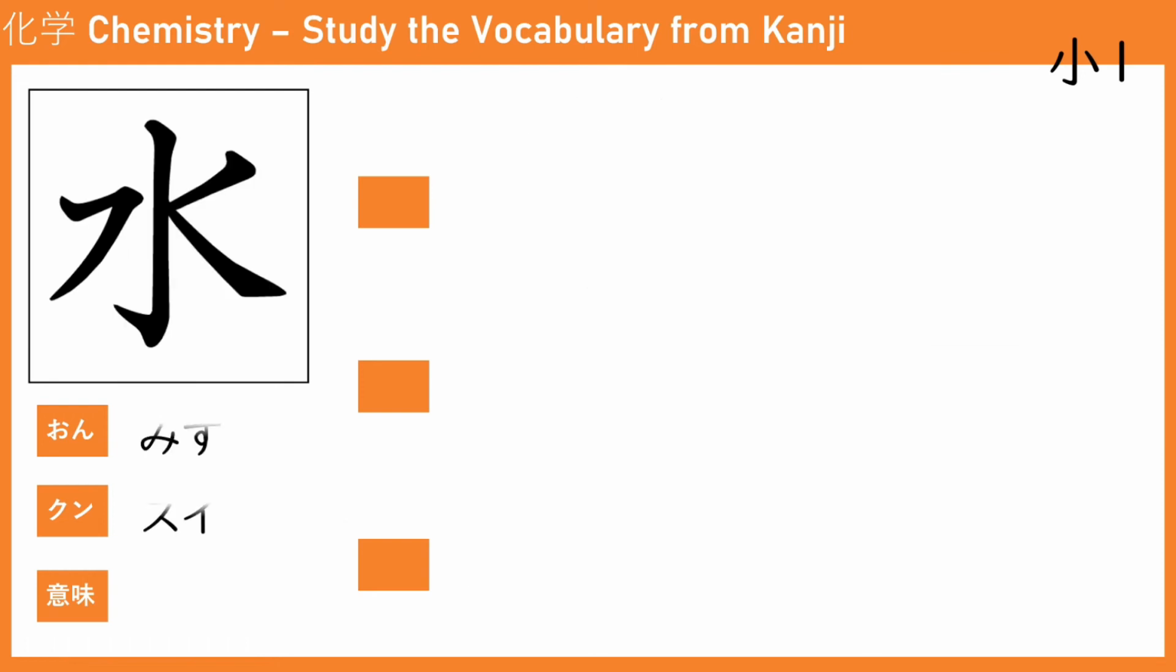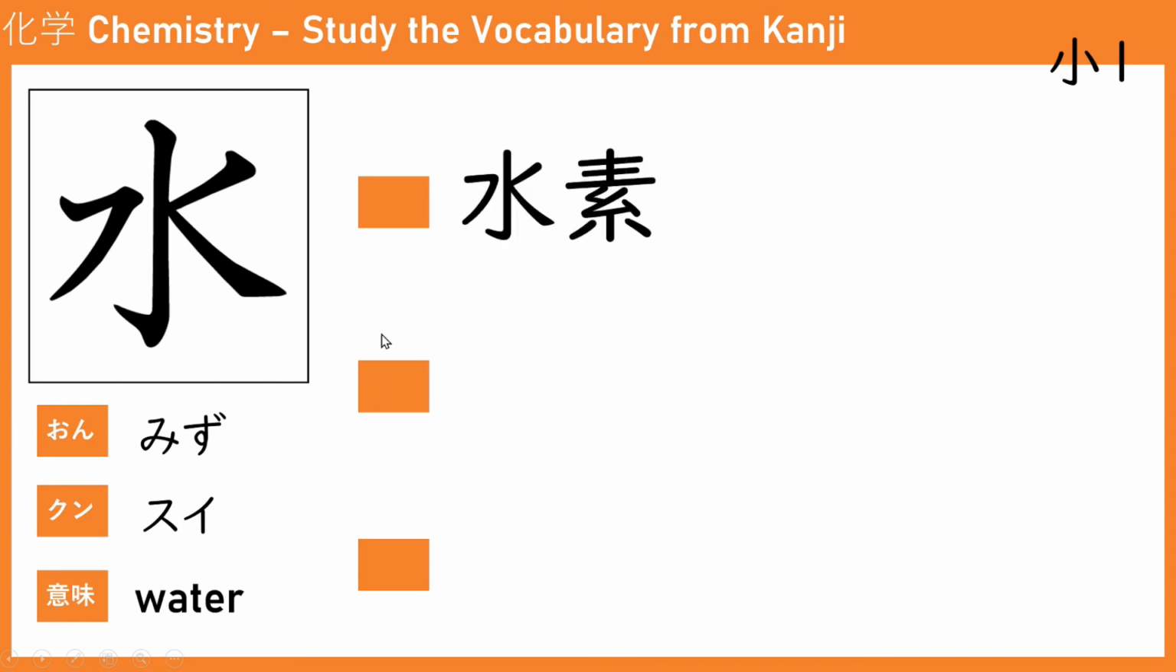The next one is easy. Sui, or mizu. This one means water. So the first one is suiso. Okay, this is the element of water, which means hydrogen. Okay, hydrogen, not H2O, but hydrogen. So the Japanese word for hydrogen is suiso.